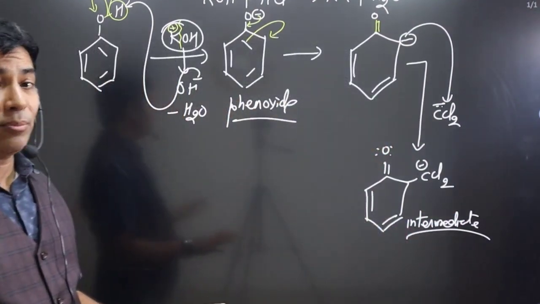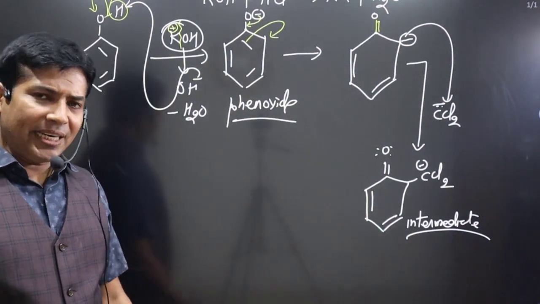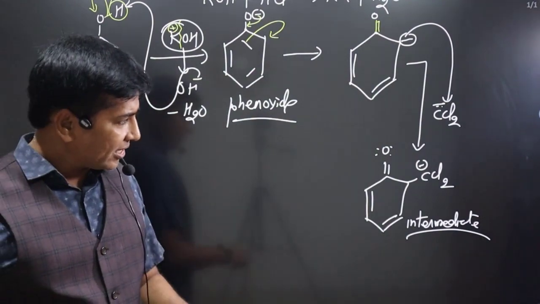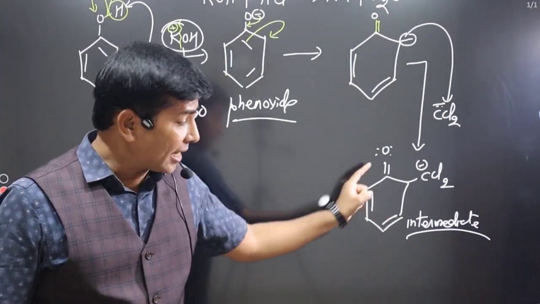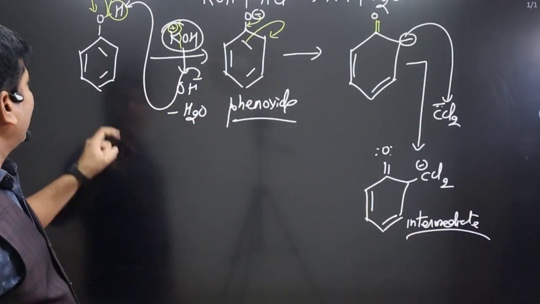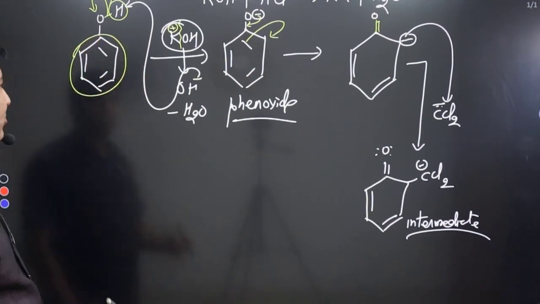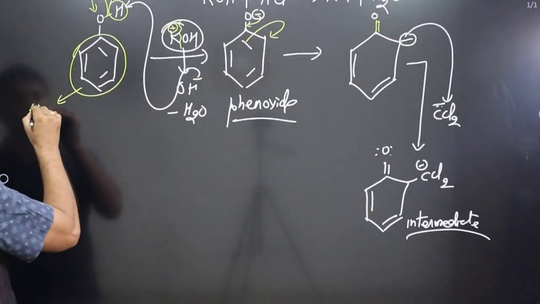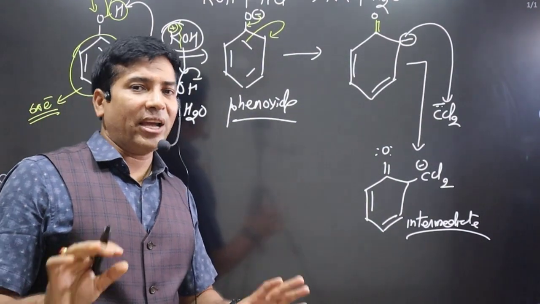Keep in mind, in the Reimer-Tiemann chemical reaction, the intermediate substance is highly unstable. Why? Pay attention carefully. This is not a benzene ring, this is a cyclic ring, because it does not have aromatic character. Why? Because here we have a benzene ring. How many pi electrons does it have? It has 6 pi electrons. By Huckel's rule, with 6 pi electrons, it has aromatic character.